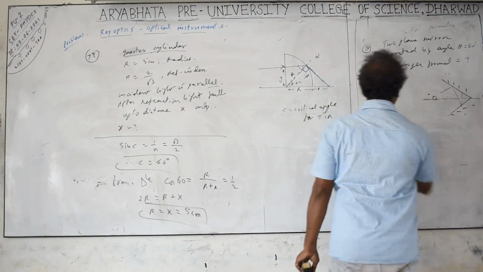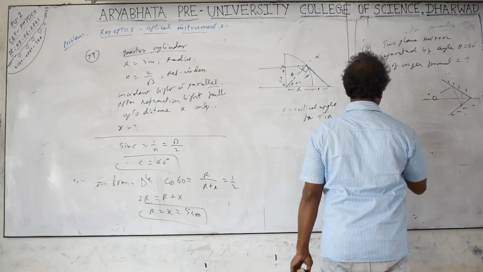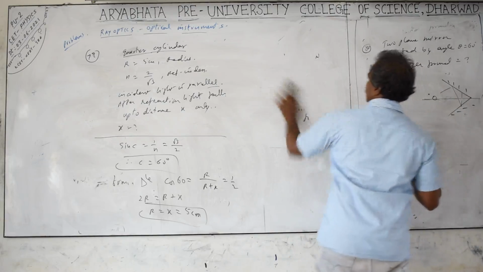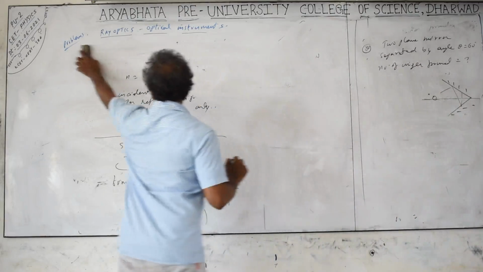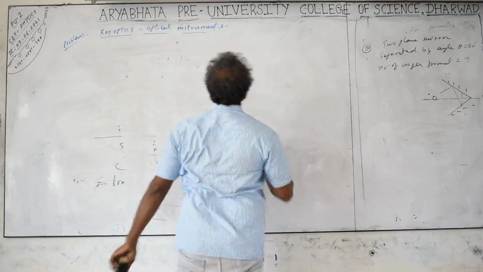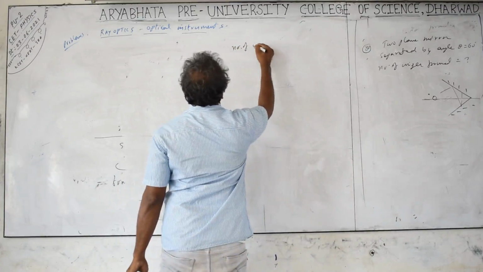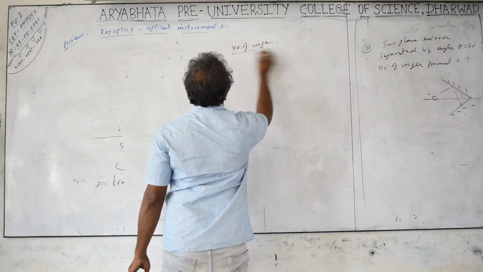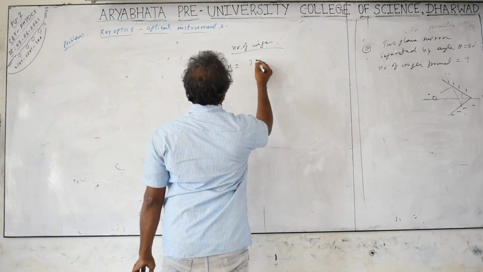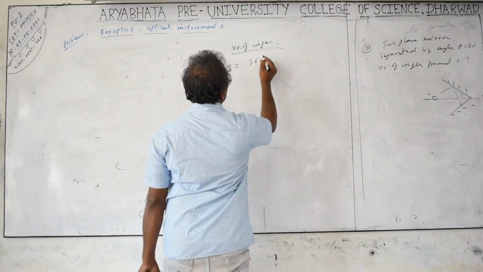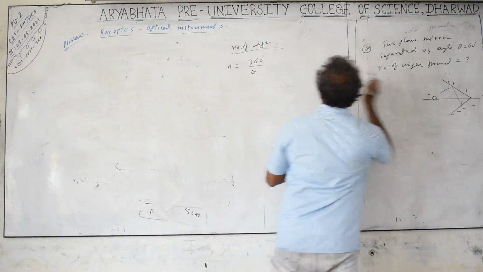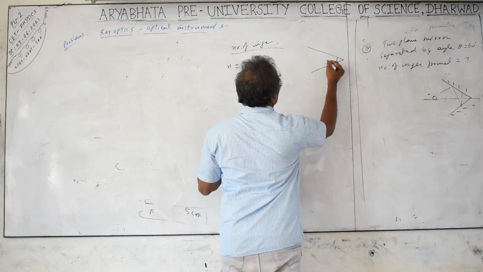What is the formula for the number of images formed? I will write the general formula here. Number of images, n, is equal to 360 degrees divided by the angle between the mirrors, theta. This is theta.